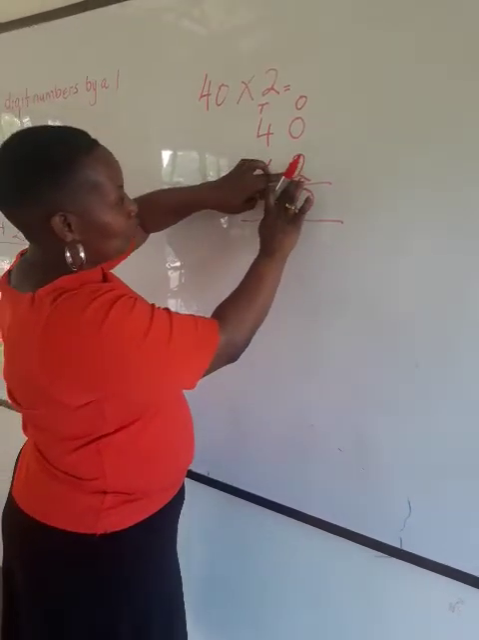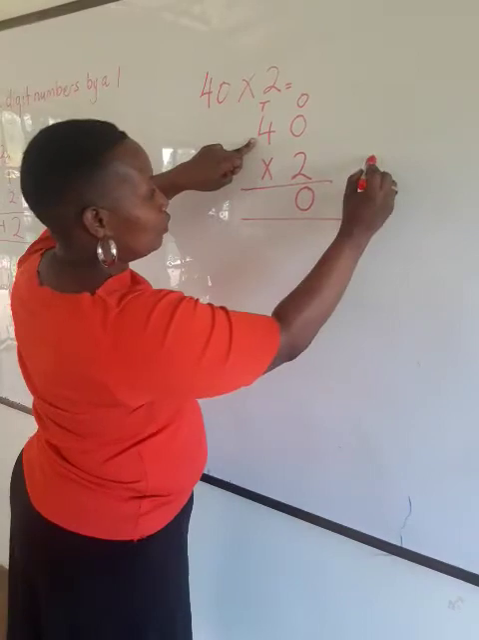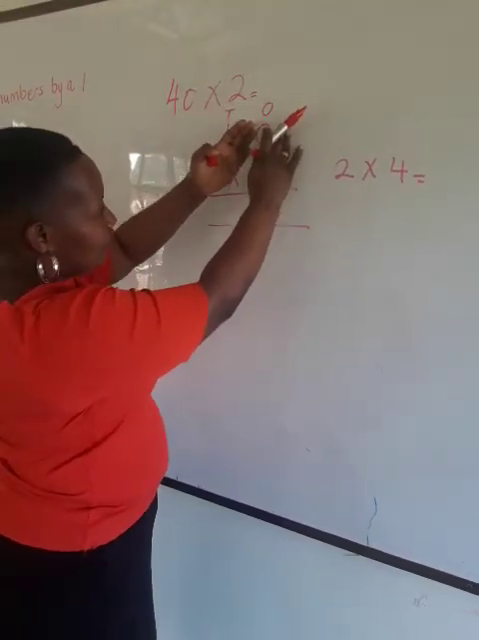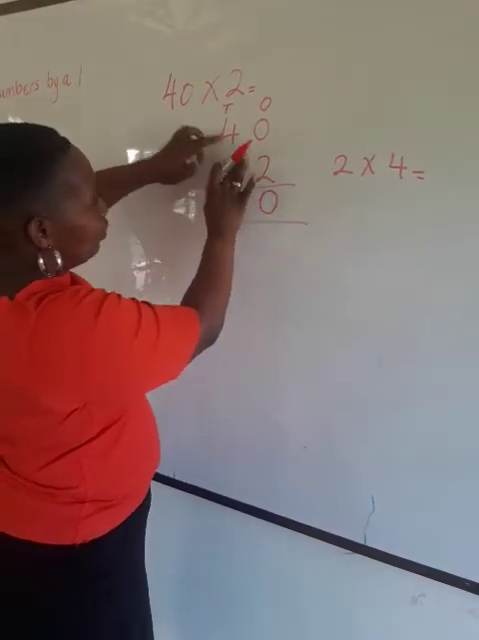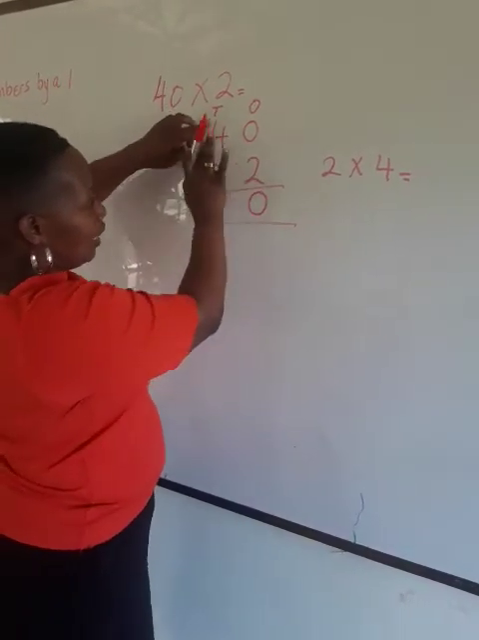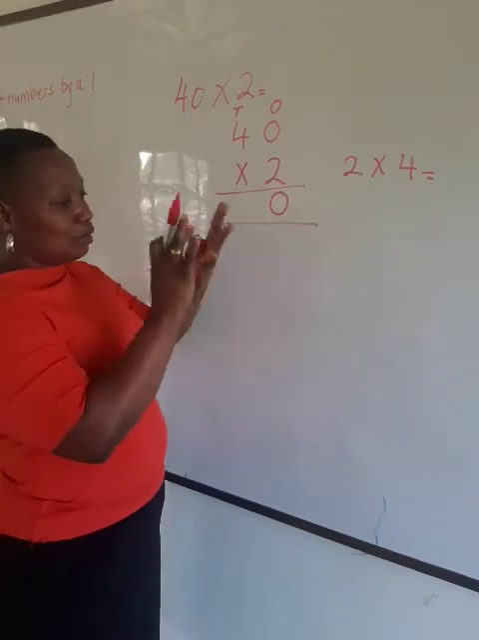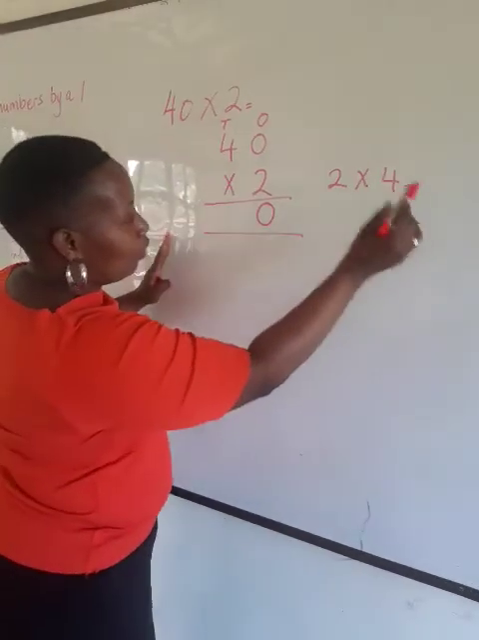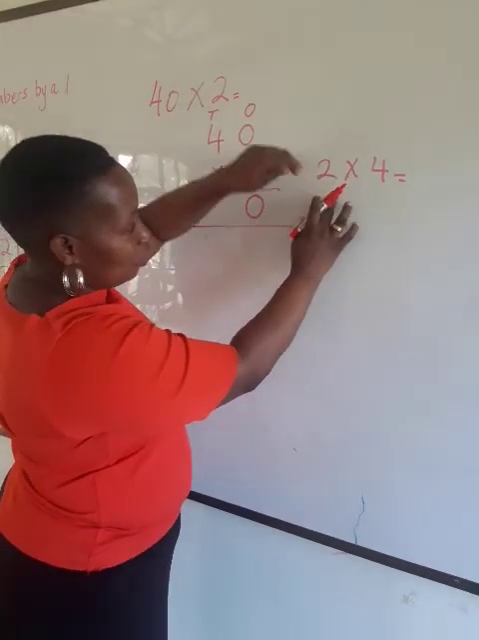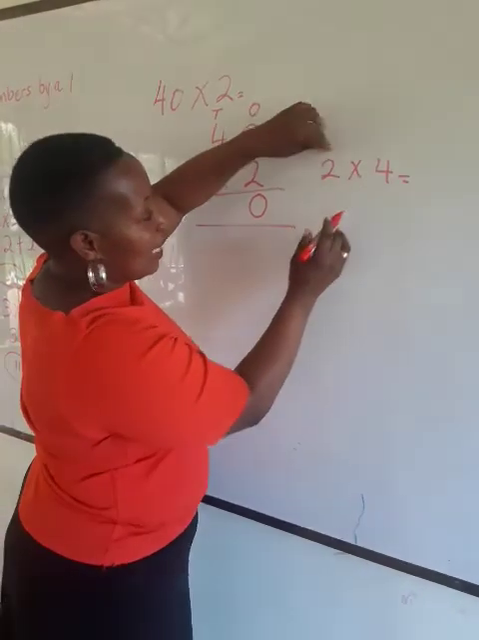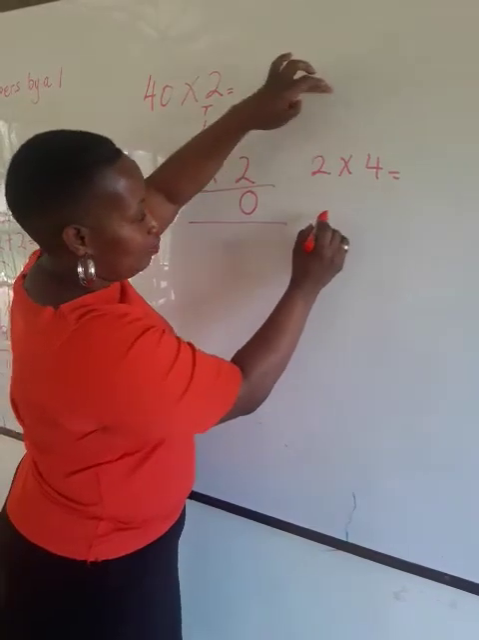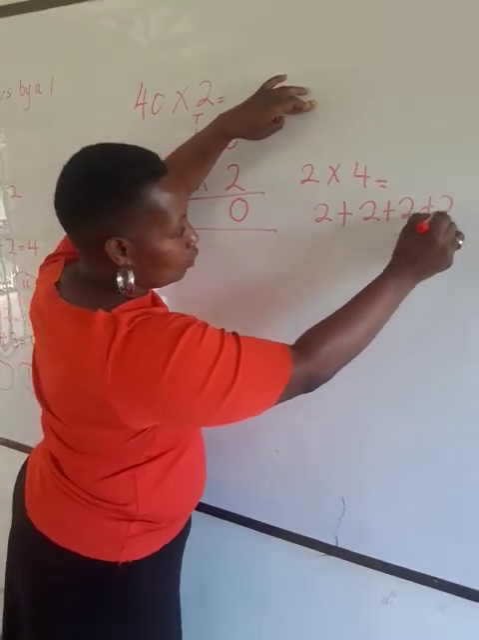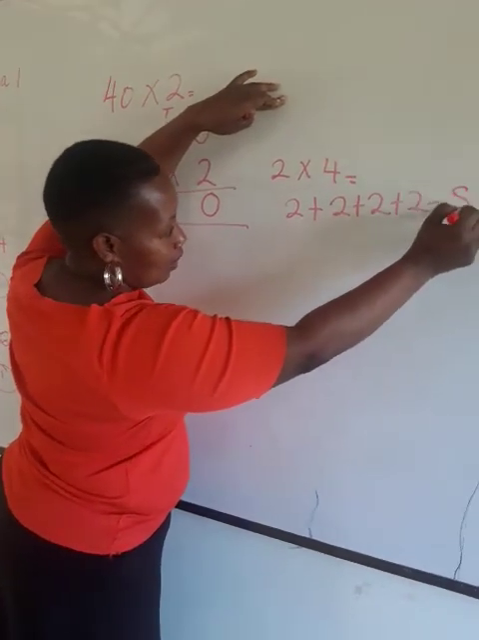So we go to 2 times 4. We first deal with the ones, now we are dealing with the tens. 2 times 4, you can count in twos, 2, 4, 6, 8. Or you can use repeated addition. 2 times 4 is the same as adding 2 four times. 2 plus 2 plus 2 plus 2 equals 8.